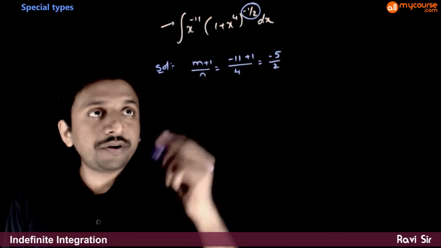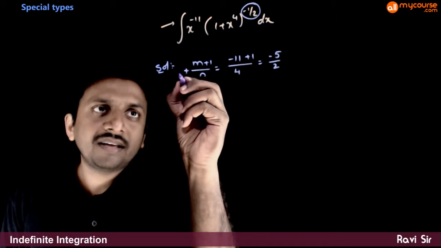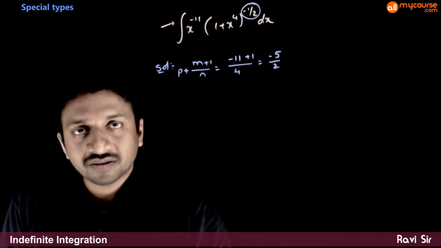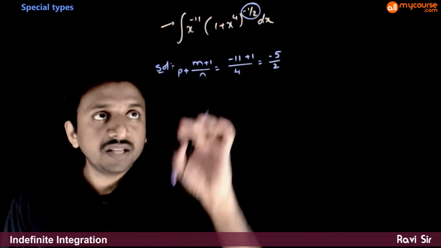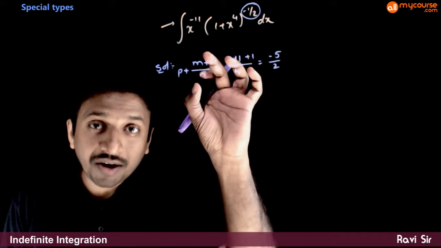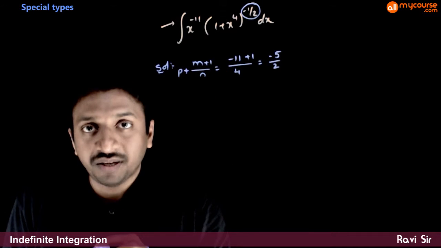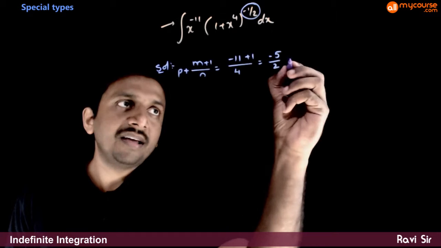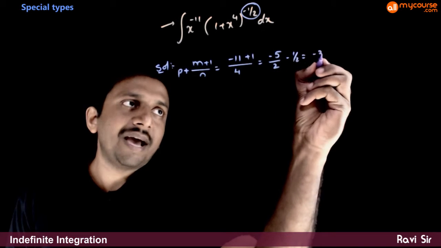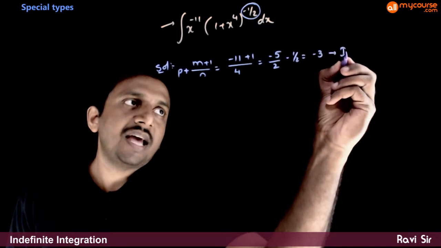So in the next case, you add the value of p to this. If (m plus 1) by n is an integer, you go to the previous process. But if (m plus 1) by n is not an integer, you add the value of p here. The value of p is minus half. So if you add minus half here, you get minus 3, which is an integer.